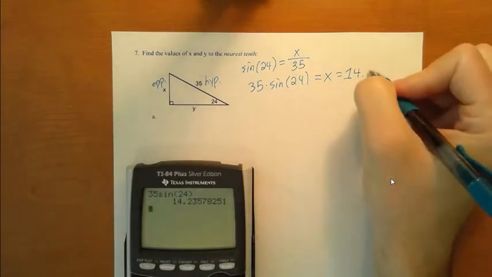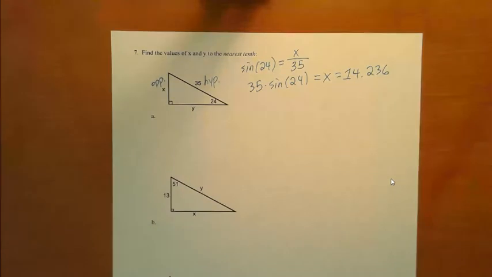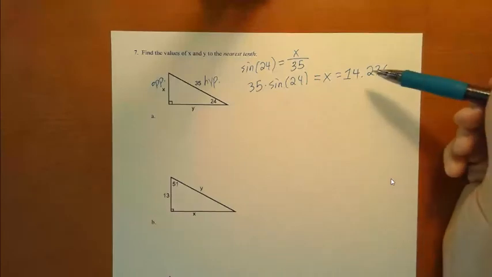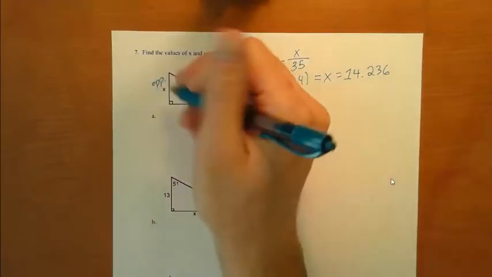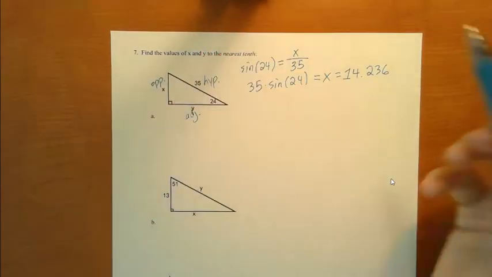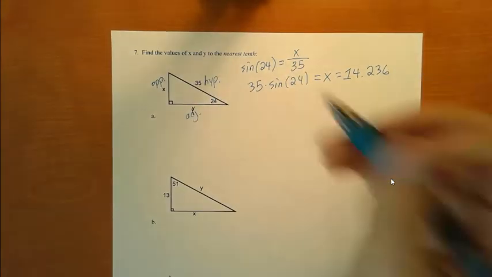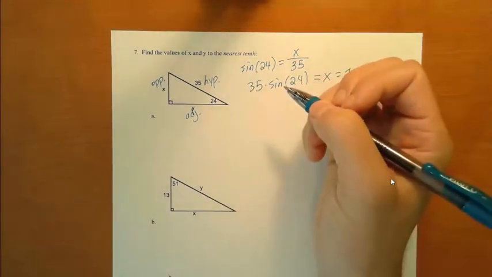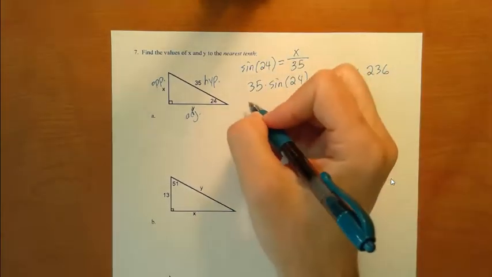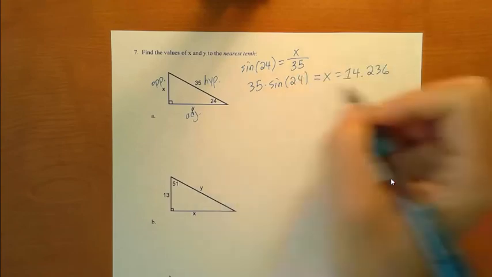And I'm going to leave that as 14.236 because we might need that x to find y. So now that I know x, I could use that x to find my y value, or basically that y is the adjacent side. So I could do cosine of 24 is y over 35. And so that's probably the easiest way here. But actually, let's just use the x value. So let's say we want to use our x for our next problem.